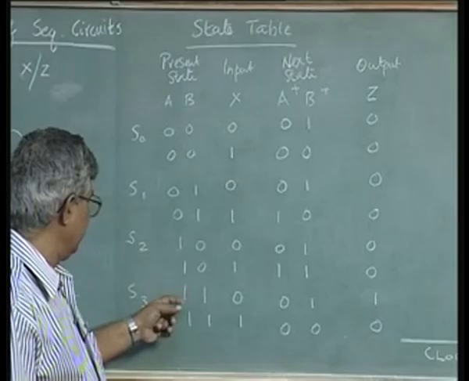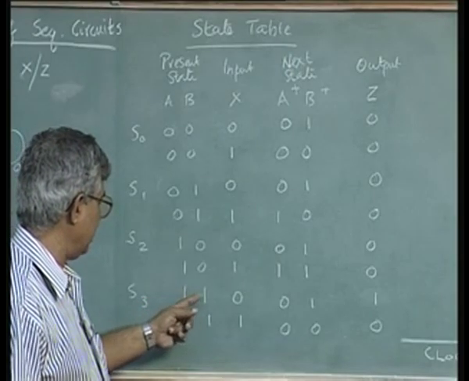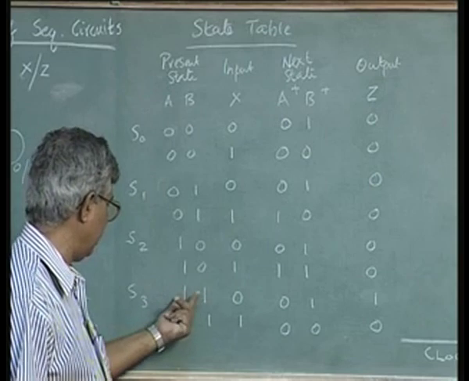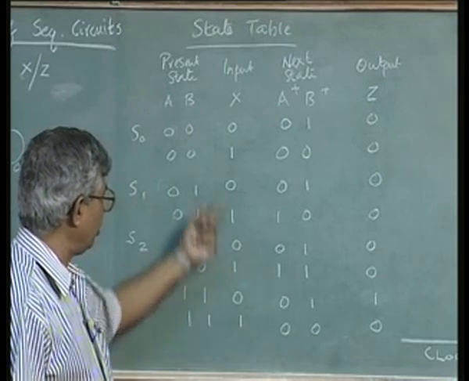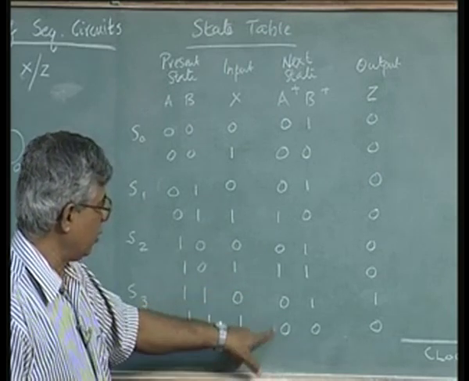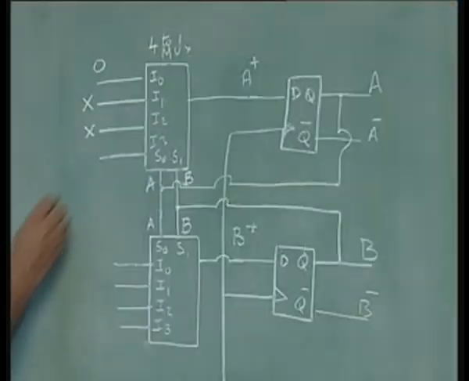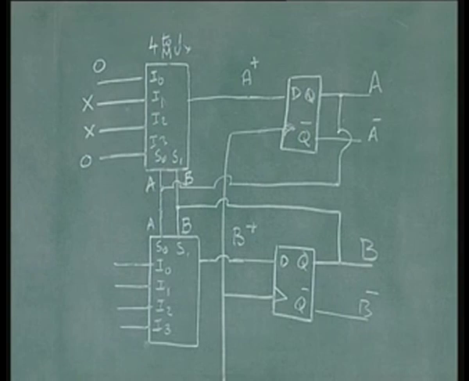The last case, S3, 1, 1, irrespective of the input condition 0, 1, the next state of the flip flop is 0, so I put a 0 here. This is how you design the combinational logic which will drive the flip flop A.